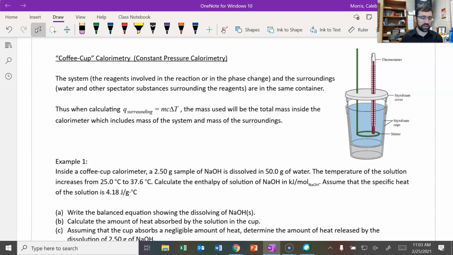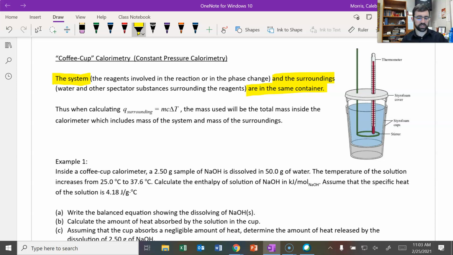There are some significant differences you need to make sure that you're aware of. In this case, the system, which is the reagents, the reactants involved in the reaction or in the phase change, and the surroundings, which is the water, the spectator ions, all of that, they're in the same container. With the bomb calorimeter, they're in separate containers, and the heat is transferred from one to the other, and we're only measuring the surroundings. In this case, the system and the surroundings are in the same container. The system is at the molecular level.